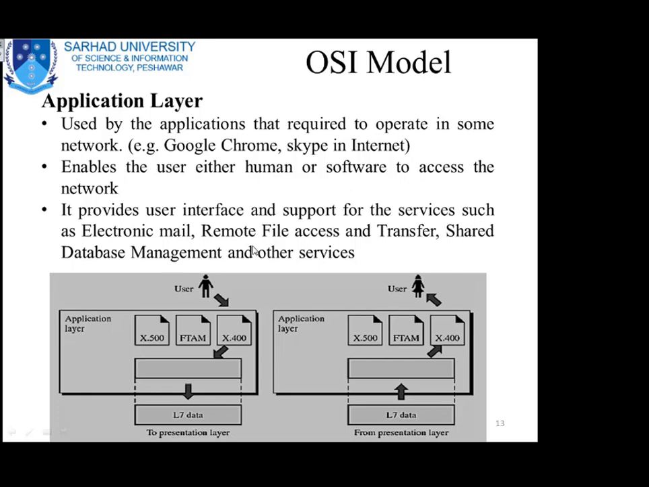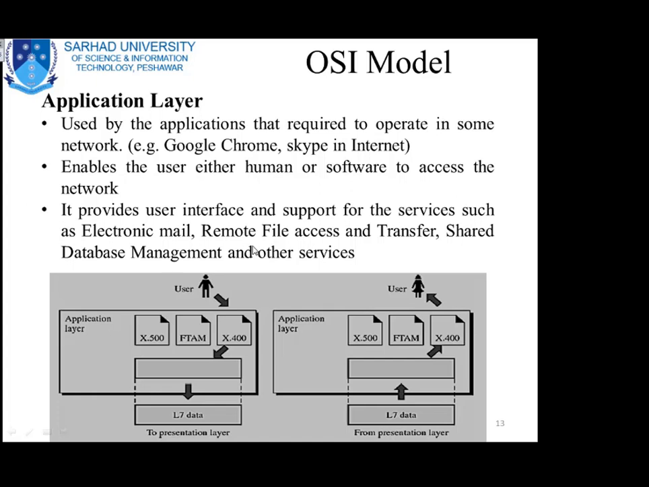For example, let's say you want to email somebody, so you have to be a part of a network. For that reason you will use, let's say, Google Chrome, and in that case Google Chrome will be termed an application of the application layer. Similarly, if you want to Skype somebody, you need to have internet connectivity. So Skype is basically an application of the application layer.